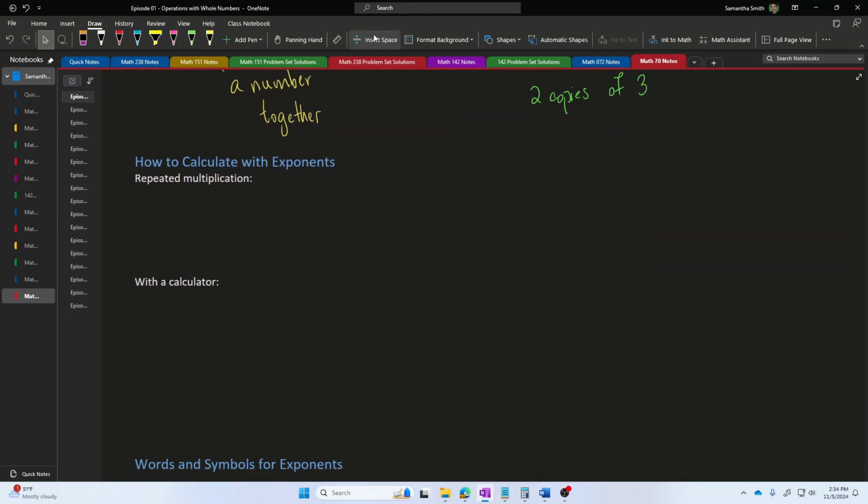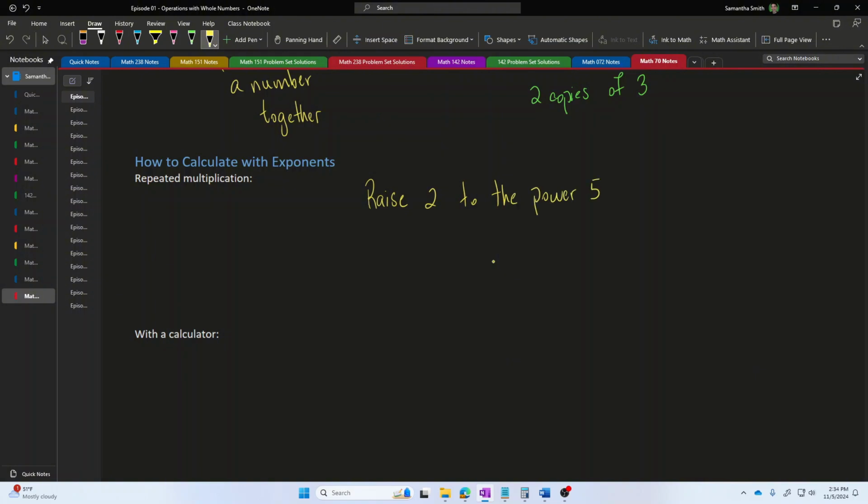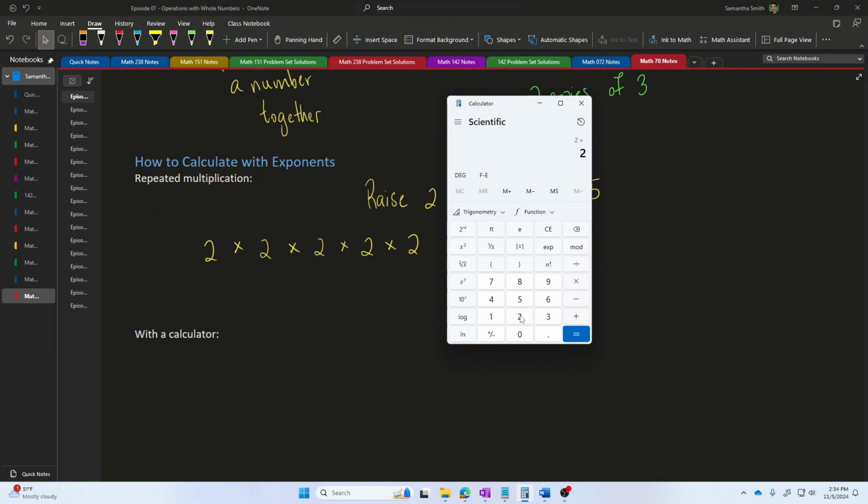This is one of the major ways to calculate exponents, to just remember that these represent repeated multiplication. So for example, if I said raise 2 to the power 5, this would be asking me to take 1, 2, 3, 4, 5 copies of 2 together and multiply them together. So in total, if I take 2 times 2 times 2 times 2 times 2, the result of that would be 32 units.